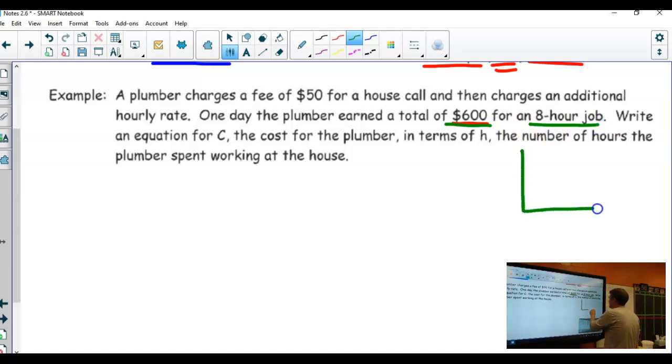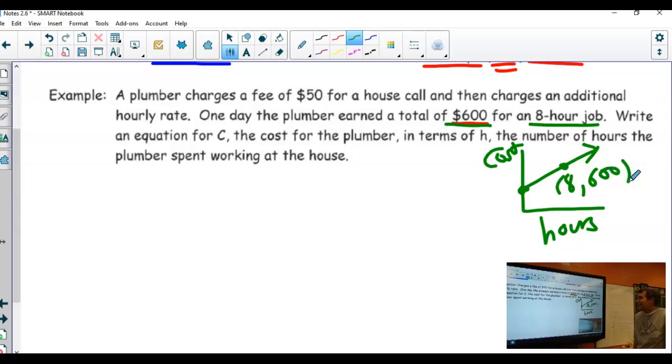If I were to graph this, my graph would look something like cost, hours, and it would look something like that. Where an ordered pair on this graph might be 8 hours, $600, something like that. And what they've done is they've given me the ordered pair right here. This is like the y value, which in our case is C for cost. And this is like the x value, which in our case is H for hours. So instead of xy, this is actually HC, but it's still an ordered pair, right?